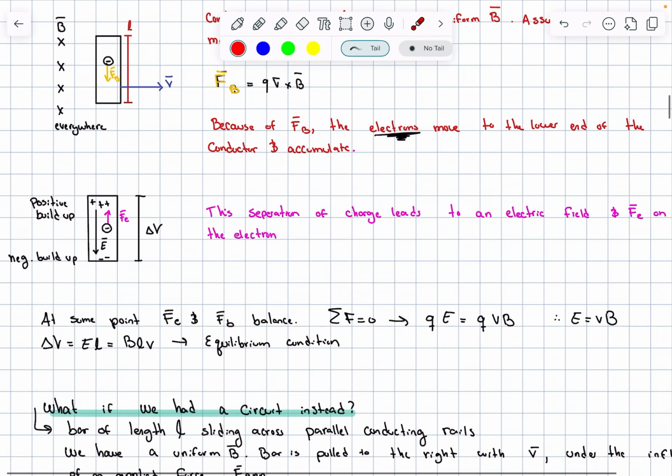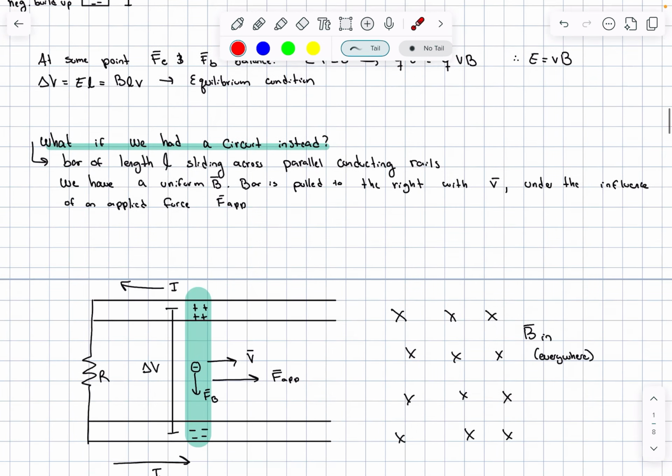This is not super interesting in and of itself because nothing can really happen. Sure, we have this delta V, which is in essence what we had when we had batteries, but it's just kind of like a battery sitting by itself. It gets interesting when you connect this battery to a circuit, and that's what we see here.